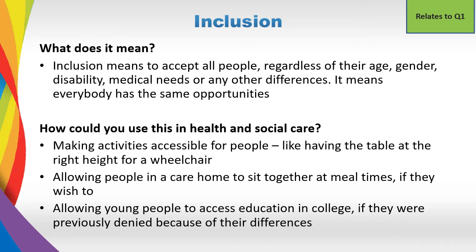So how could you use this in health and social care? So you could make activities as accessible as possible, so making sure the table is at the right height for a wheelchair. Sometimes when people use electric wheelchairs, they are particularly bulky and particularly high, and so the tables are often too low and the person can't get involved because they can't physically get to it. They're stuck sort of behind the table and they can't reach anything, so it's not accessible for them. So a way to ensure that they're included would be to make sure the tables are the right height, maybe get some adjustable tables.